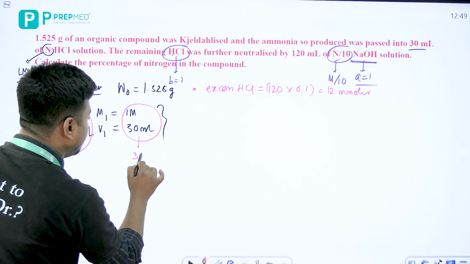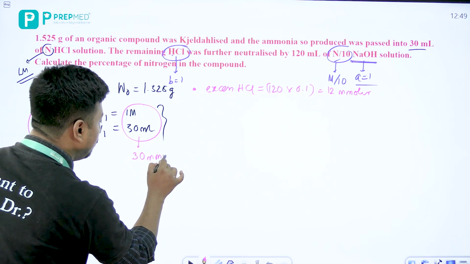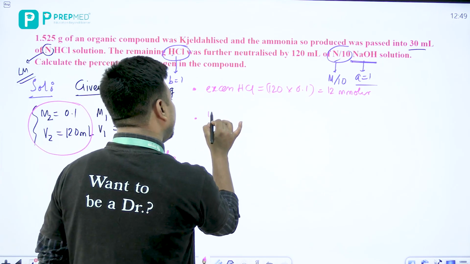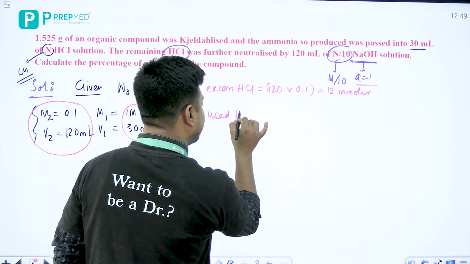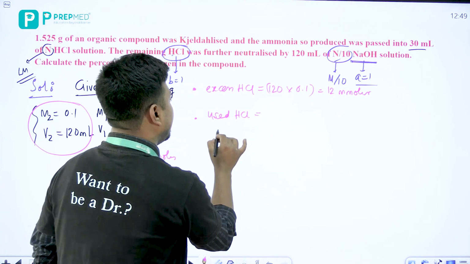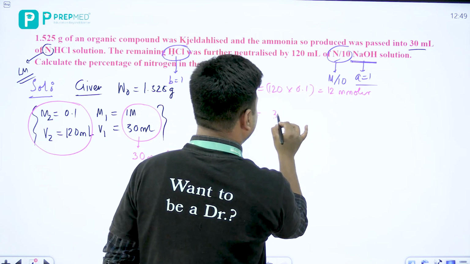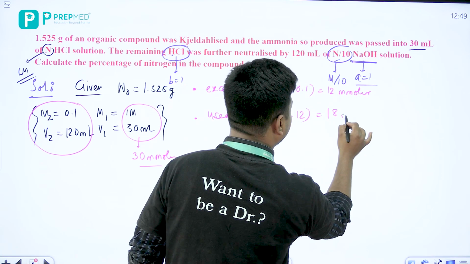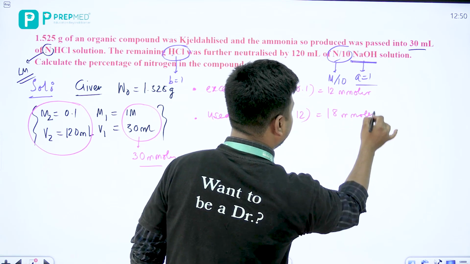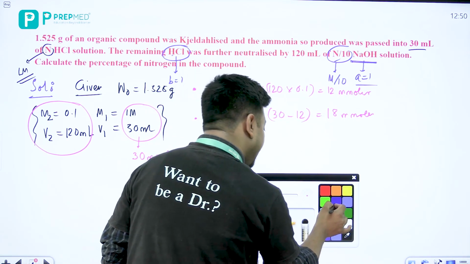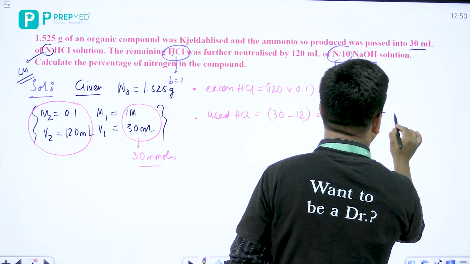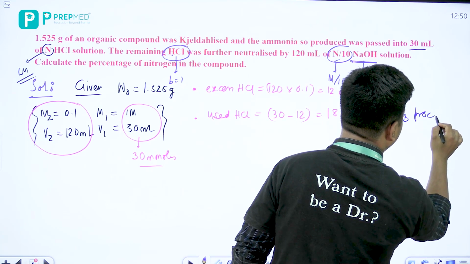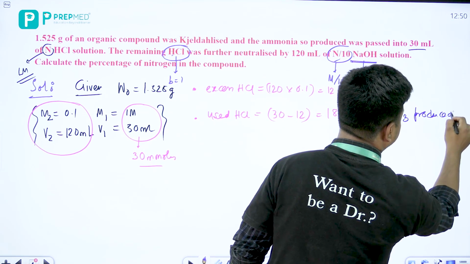Now since this is the excess hydrochloric acid, and we know that the total hydrochloric acid taken is your 30 millimoles. Total hydrochloric acid taken is 30 millimoles. Then what can we write here? Used HCl to neutralize ammonia, that is your 30 minus 12, that is equal to 18 millimoles. 18 millimoles. And interestingly, this is basically equal to your ammonia produced.